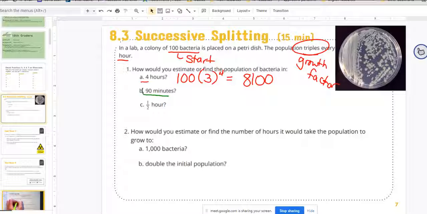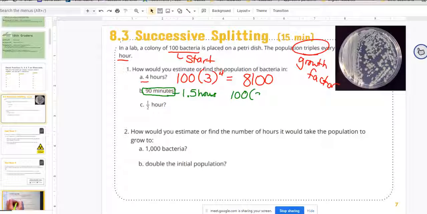After 90 minutes, now be careful here, they changed units on us again. Our tripling is happening every hour. They want us for 90 minutes. If I converted 90 minutes to an hour, how long would that be? Nice, an hour and a half. So we'll look at this as 1.5 hours.